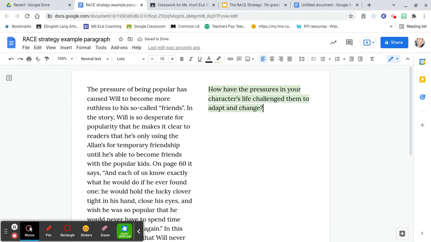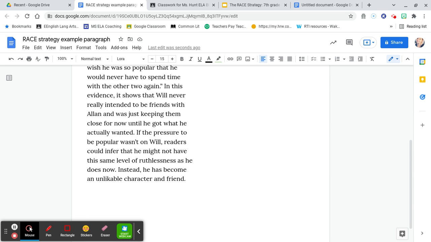All right, so now that we've learned and practiced some steps of the RACE strategy, I'm going to show you how this really translates into a paragraph about your reading, with the question that's written right here in green. Over the course of the last week, you've been meeting in groups and collecting evidence and examples of different pressures in your character's life and how those pressures have forced your character to adapt and change. And so what I've done here is I've written a paragraph.